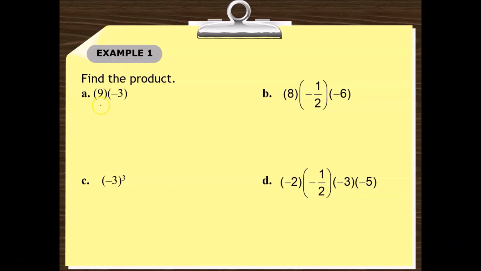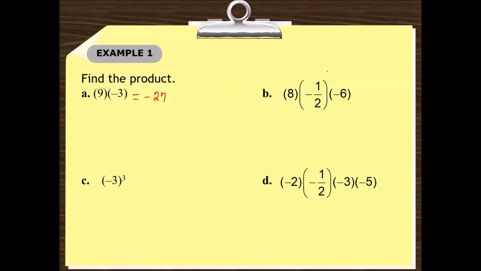Now let's try to do the following examples. Let's find the product of the following numbers. For letter A, 9 times negative 3, a positive times a negative will give us a negative answer. So 9 times negative 3 is negative 27.